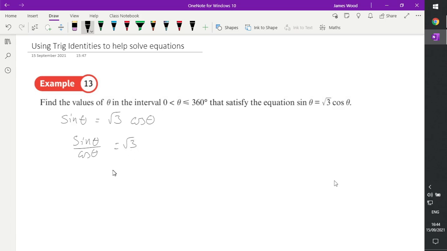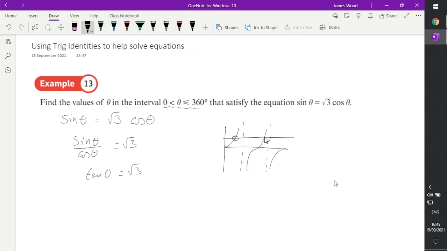And now, using our identities, we know that sine theta over cos theta is tan theta. And now this is a problem that we can solve. And we've got to solve it between 0 and 360. So I'm going to draw my tan graph between 0 and 360. And we're solving where it equals root 3.